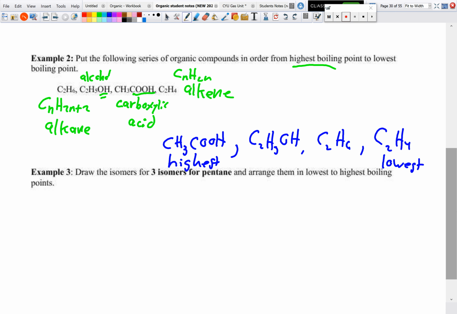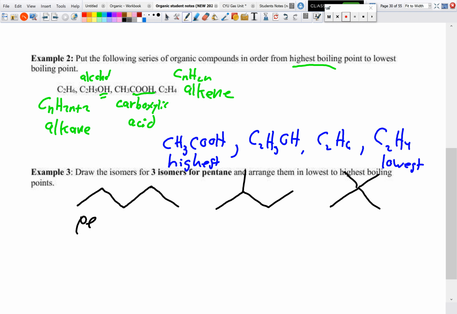So going down to example 3, our 3 isomers of pentane, we have our straight chained, which is just 5 carbons, 1, 2, 3, 4, 5. Now, remember, in order to draw an isomer, we are going to have to remove an end carbon and then put it somewhere in the middle. So that means we're going to have a butane, looks like this, and of course our last isomer is going to look like this.